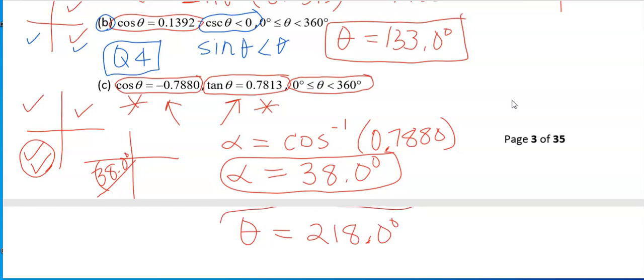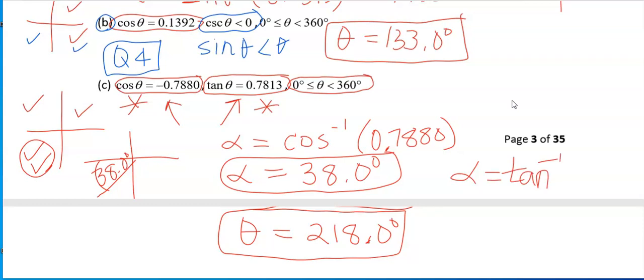Now, if you had gone ahead and, instead of using the cosine ratio, if you had found alpha this way, inverse tan of positive 0.7813, you'd get exactly the same answer for alpha. All right, you'd still get 38.0 degrees. And therefore, you'd still end up with your answer, your theta, being 218.0 degrees.